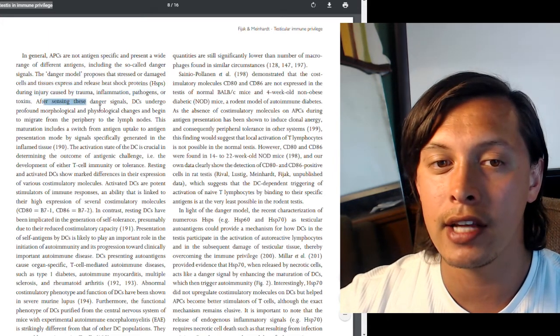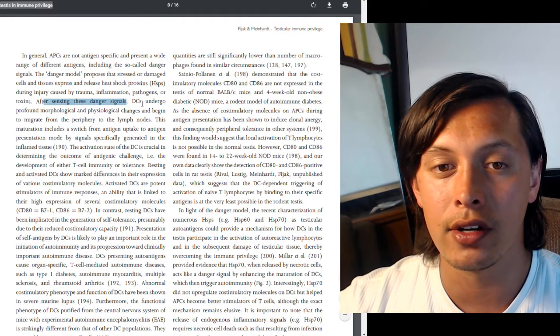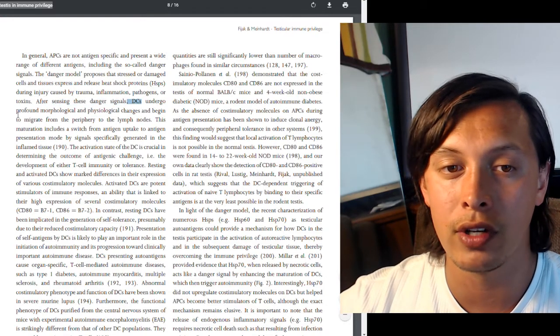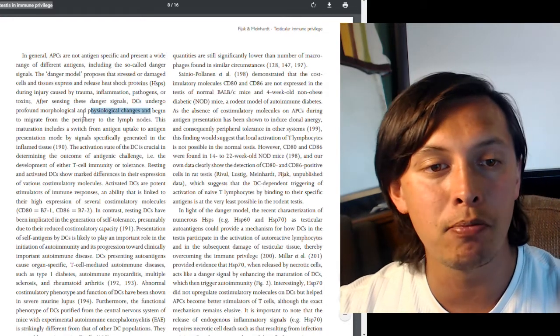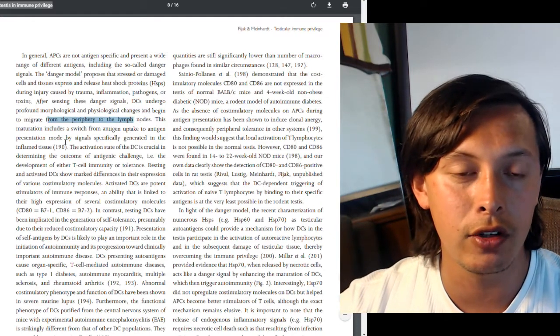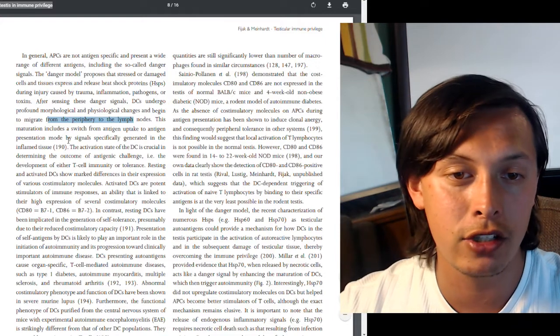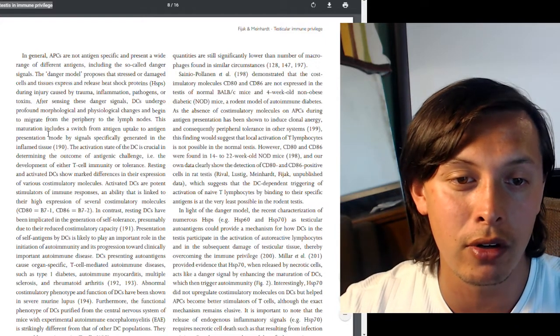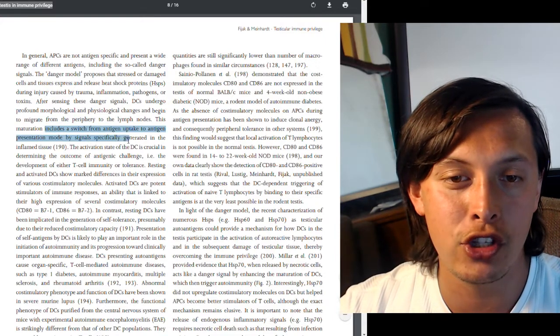And after sensing these danger signals, dendritic cells undergo profound morphological and physiological changes and begin to migrate from the periphery to the lymph nodes. This maturation includes a switch from antigen uptake to antigen presentation mode by signals specifically generated in the inflamed tissue.